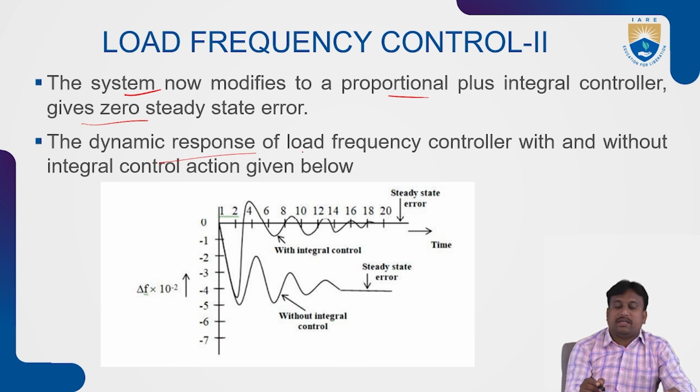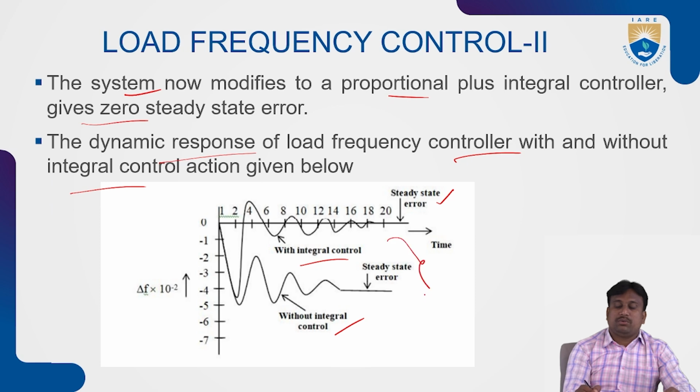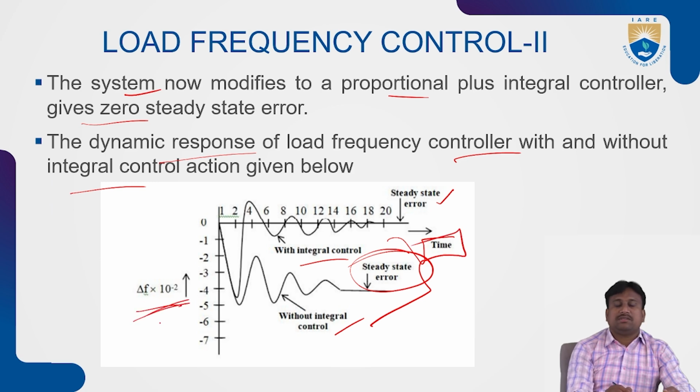That means the dynamic response of the load frequency controller with and without integral action is ready to be shown. That means this is considered with a steady state error, and the operation is maintained with integral control action and without integral control action. In between these two regions, we may expect the steady state error. This is with time, and this change of frequency is delta f into 10 power minus 2. These values may vary from 0 to -7, and here till 20 it may reach.